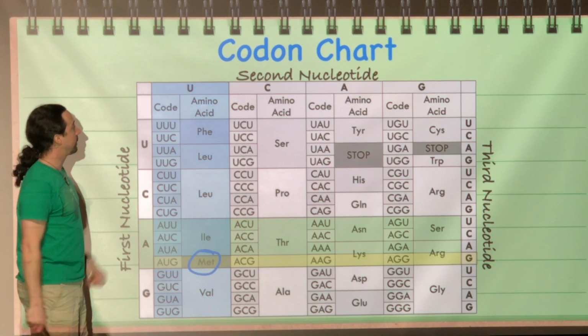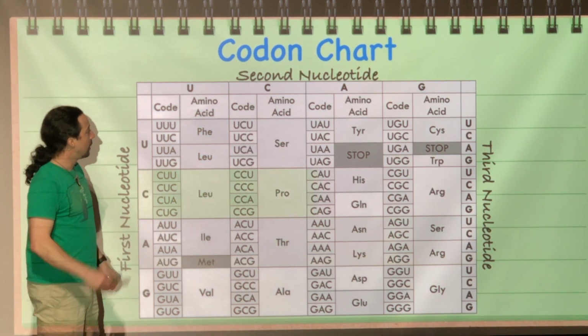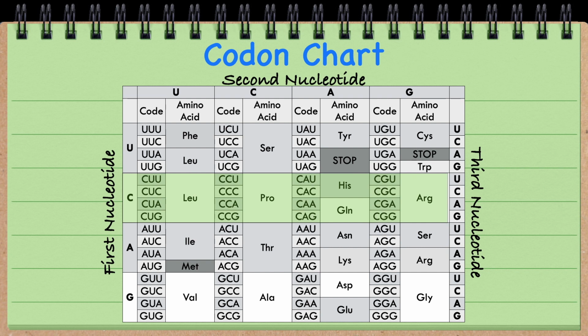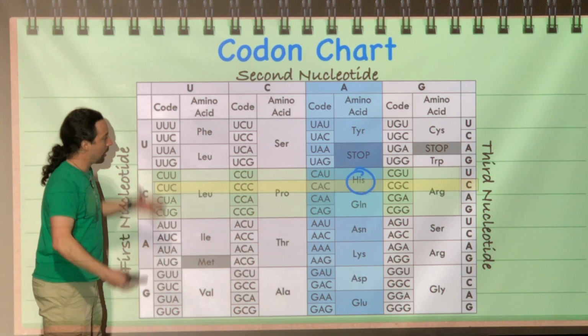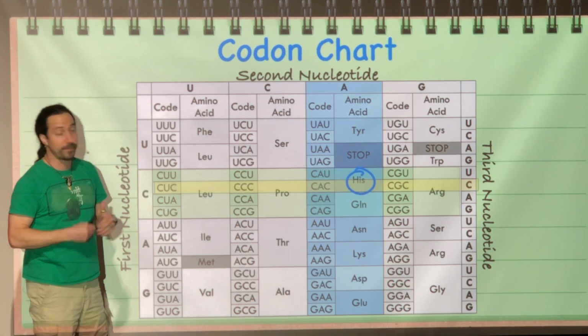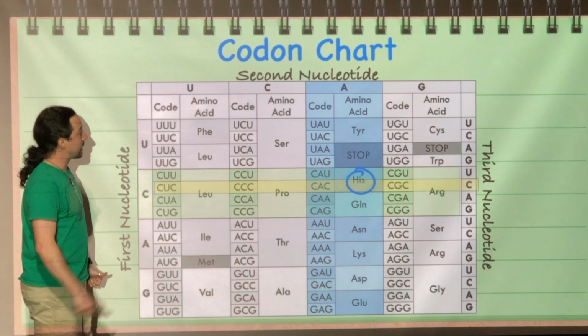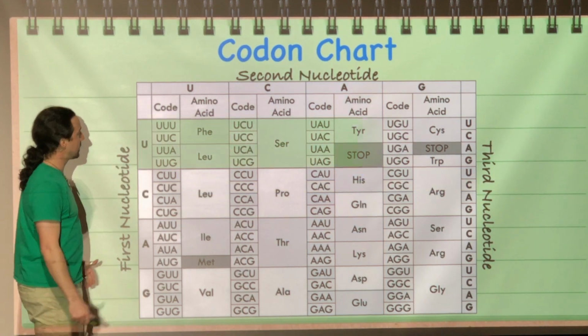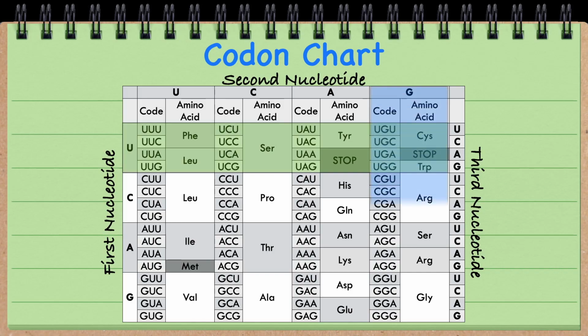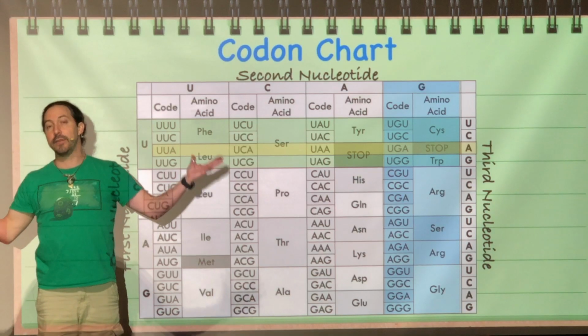Let's do a different one. Here, we have the code for CAC. That would code for histidine. And we can see it is where all 3 lines cross. And lastly, let's do this one more time. If we did UGA, that actually codes for a termination. That would code for the ribosome releasing the polypeptide strand and leaving the mRNA.